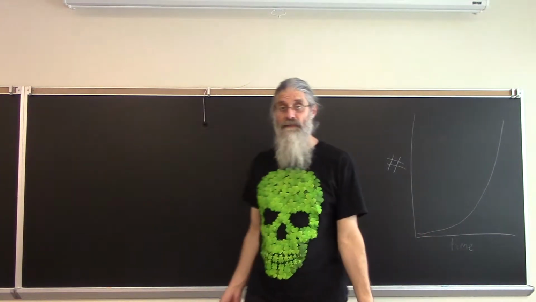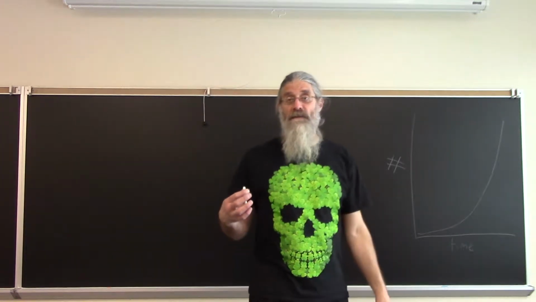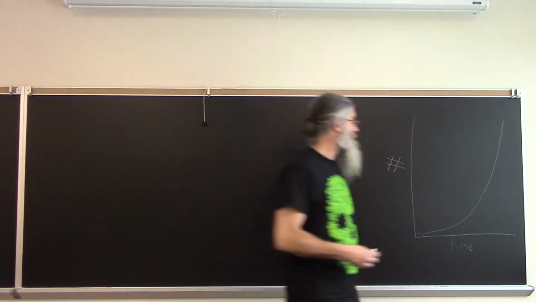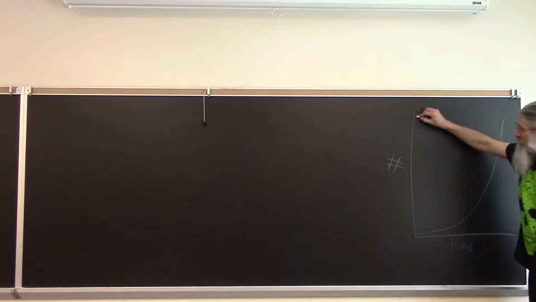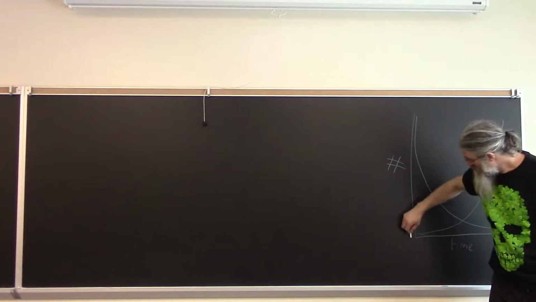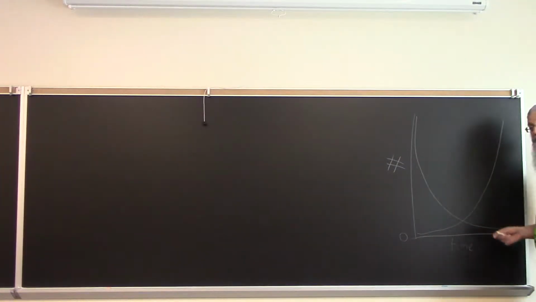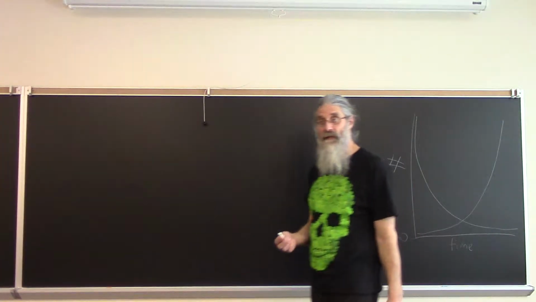So that's exponential growth. In exponential death, you have essentially the same thing. And the curve looks like this, more or less. Okay, it becomes asymptotic towards zero. So it gets closer and closer and closer to zero, but never quite gets there.